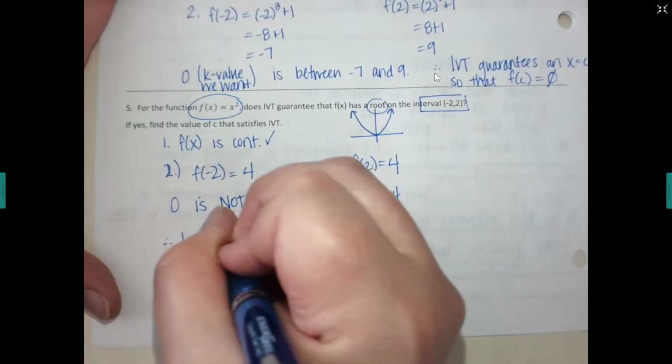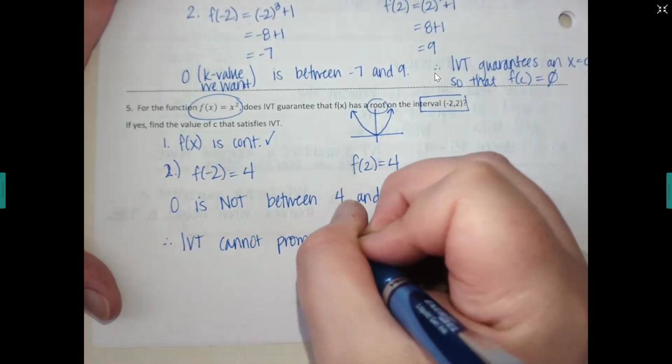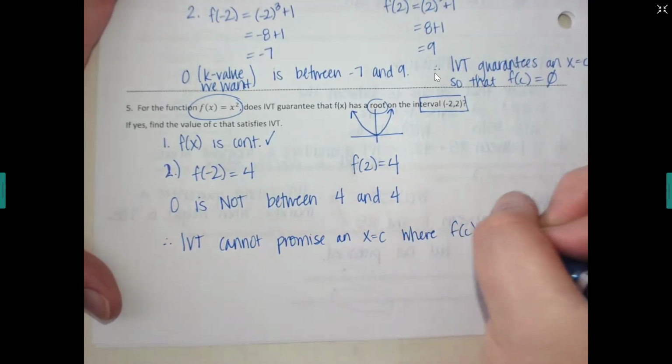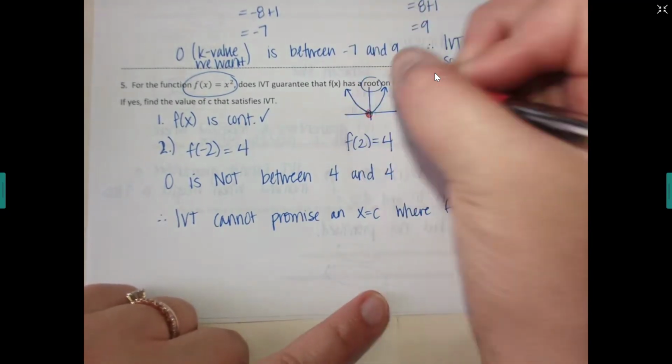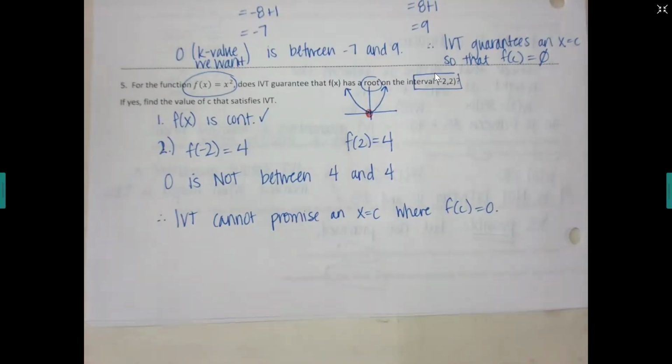Therefore, IVT cannot promise an x equals c where f of c is 0. Okay, I can't promise that there's a root because 0 doesn't fit between the y values at the beginning and the end of the interval. Now, could there be a 0? Yes. And if you look at the graph that we drew, does it actually touch 0? Yeah, it touches it right here. Okay, but remember, IVT doesn't promise it doesn't happen. It just says it doesn't have to, right? So I can't use this theorem to prove that it hits 0.